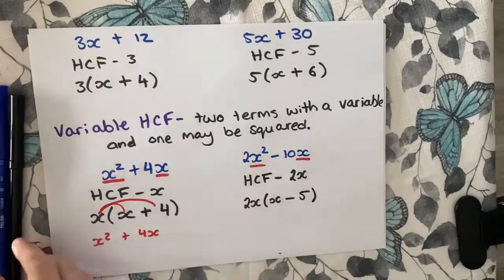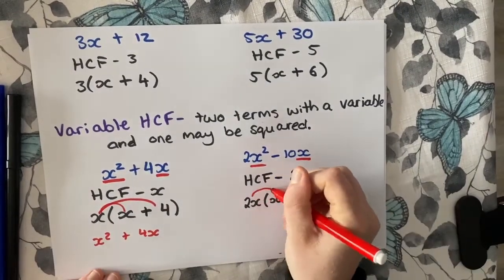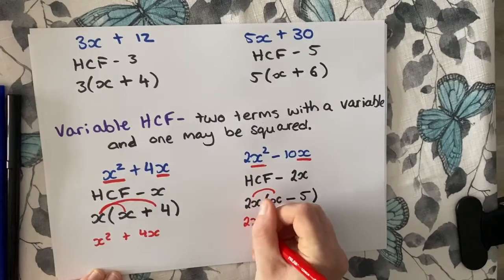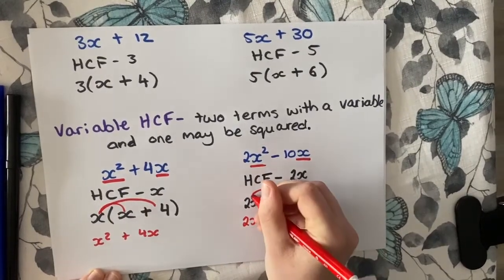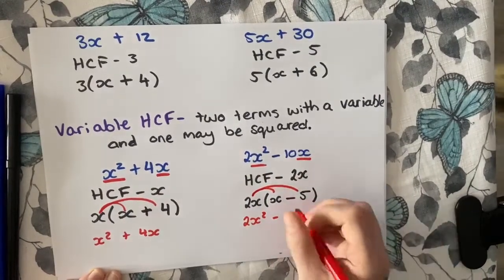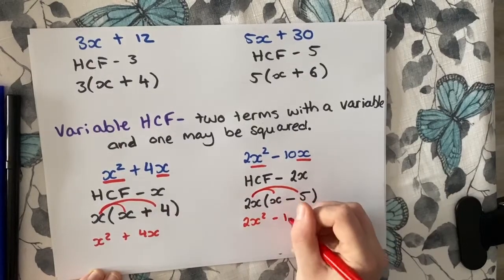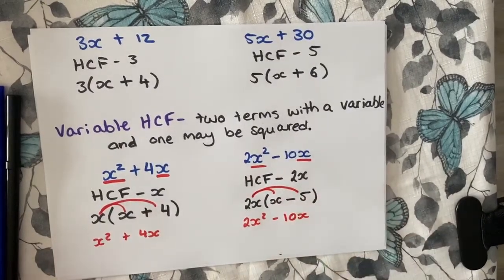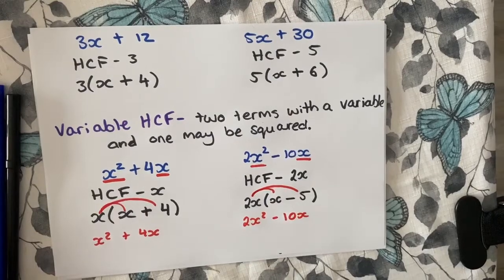So then we do another check. Just do a quick check to make sure we've done it right. 2x times x will give us 2x squared. Put our minus. 2x times 5 will give us, so 2 times 5 is 10, and the x at the end. So if you see, that's been expanded quite nicely.